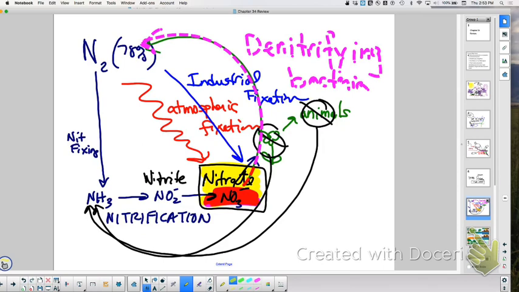We're here at the nitrate. How do we return it? We use denitrifying bacteria. So we return it to the atmosphere. What's another way to get it? Atmospheric fixation. And a third way is through industrial fixation. Perfect. Okay?